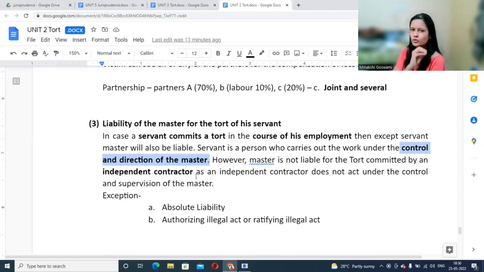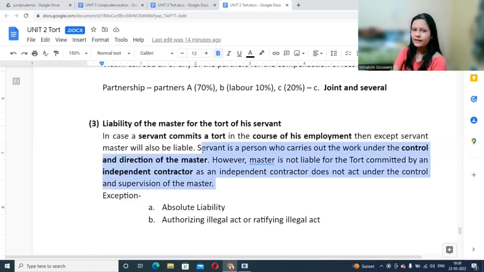A servant is someone to whom the master is giving constant directions and orders. Whatever the master is saying, the servant is performing based on that. The servant is basically not applying his own mind, rather he is following the directions. But in case of an independent contractor, the master tells him what is to be done. He is not giving exact instructions as such.